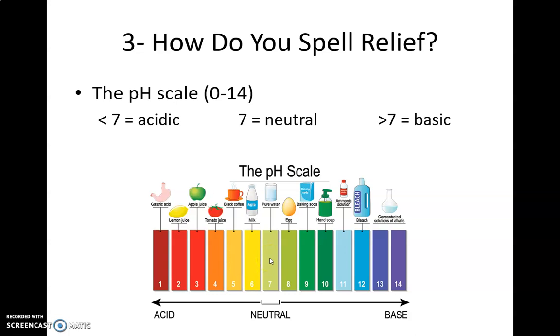The same is true over here for bases going the other direction. So you can see again, if I move away from 7 but towards the right, now I'm in the base or the basic side of the pH scale. So I've got written over here, any substance that has a pH greater than 7 is considered basic. And so what this means is that anything that's got a pH of 13 or 14, these are very, very strong bases. And anything that has a pH of 8 or 9 is going to be a lot more of a weak base compared to these bases over here on this side. So that's how the pH scale really works.